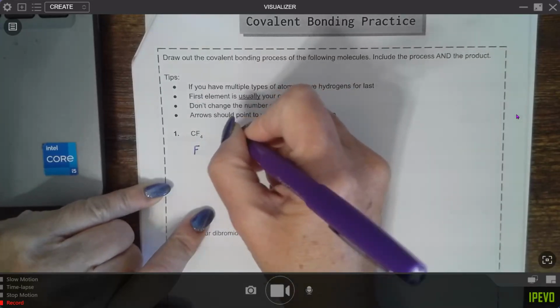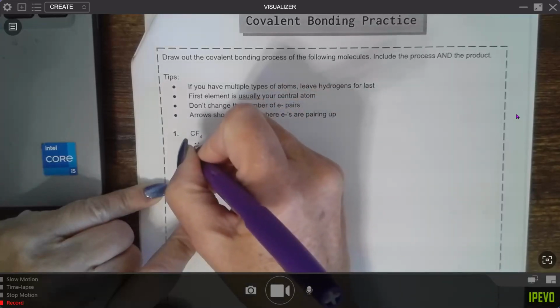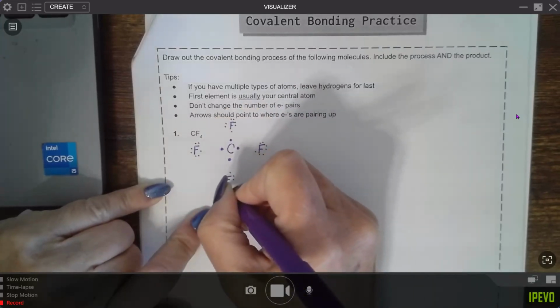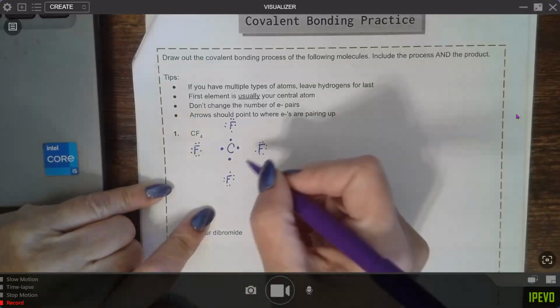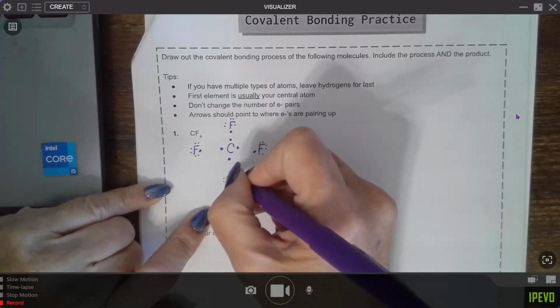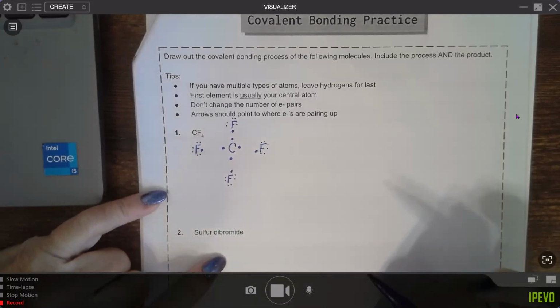I do that for each of the four fluorines. Now notice what I did: I put all of my unpaired electrons aiming towards that middle atom. You'll learn to do this as you practice, and if you do, it makes it easier to follow what's going on.